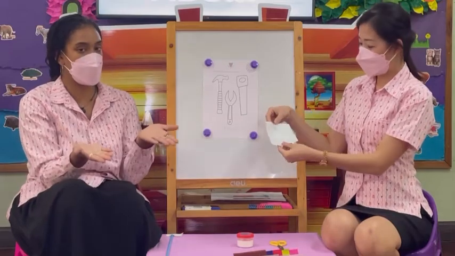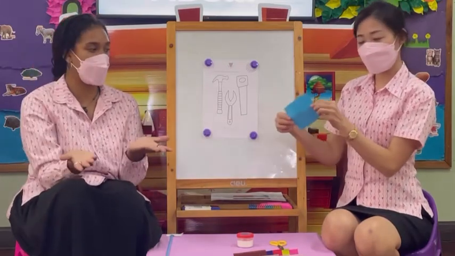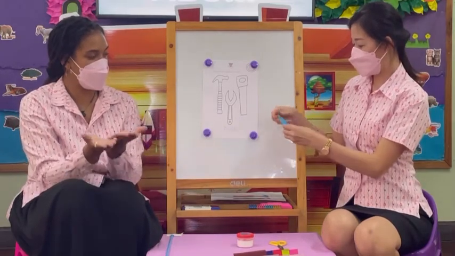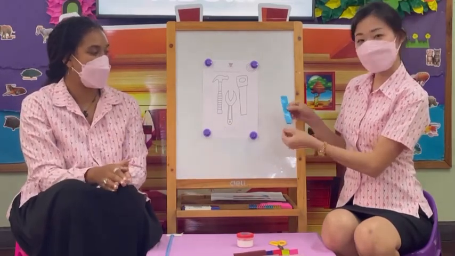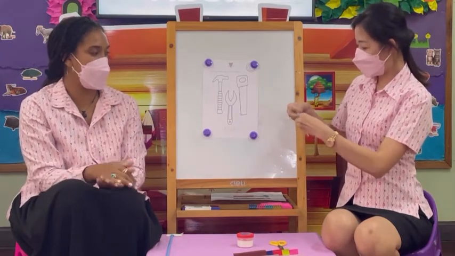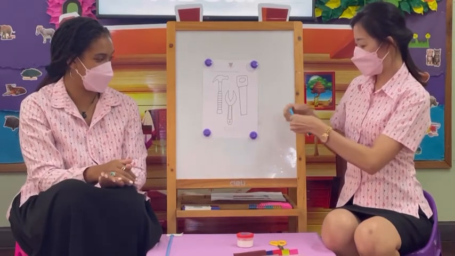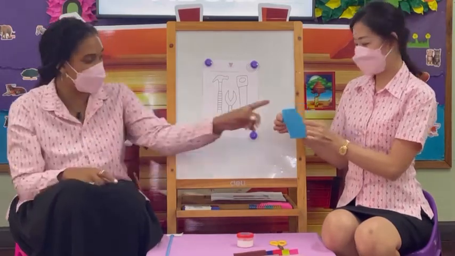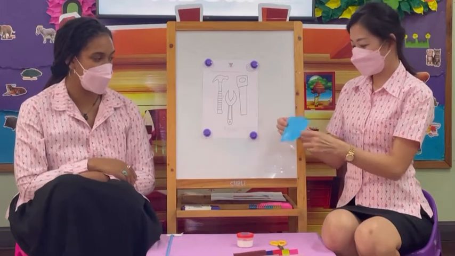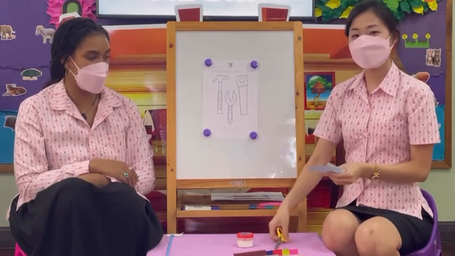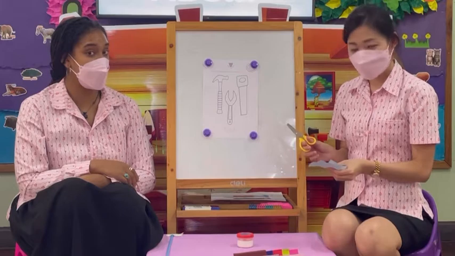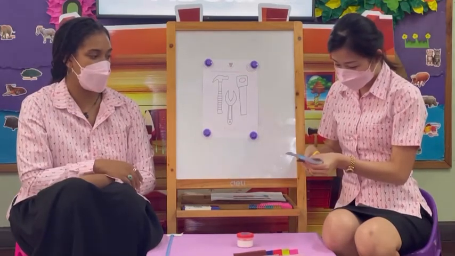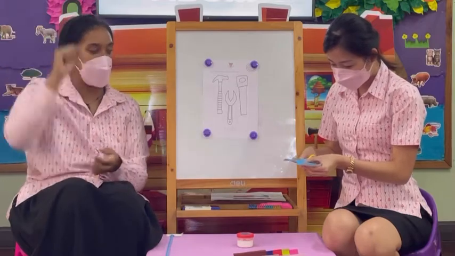Okay, then we're going to turn our paper around and we're going to fold, fold, and fold again. Okay, and there we have lots and lots of small squares on our colored paper. Next, we're going to use our scissors to cut. We're going to cut along the long lines.